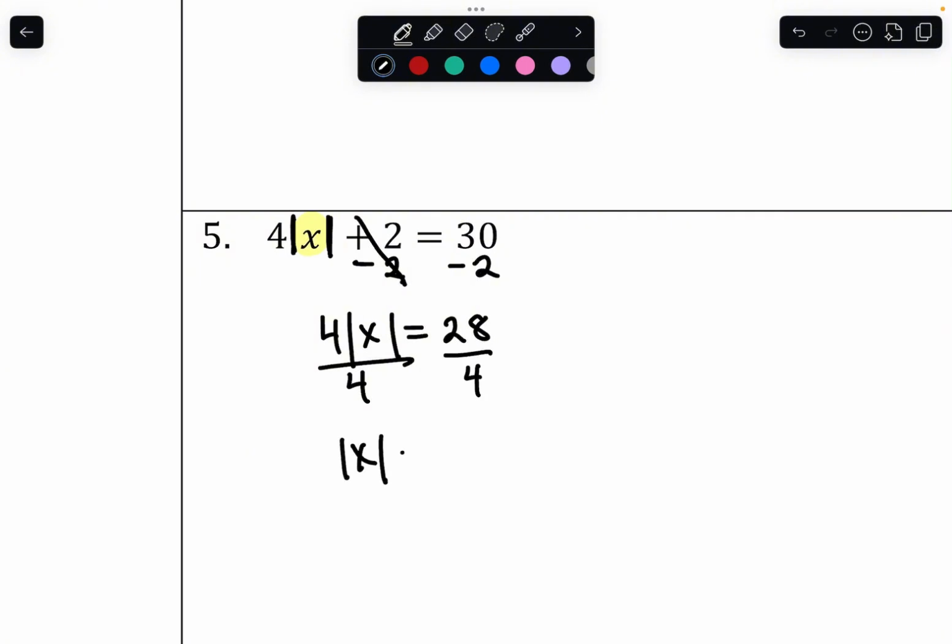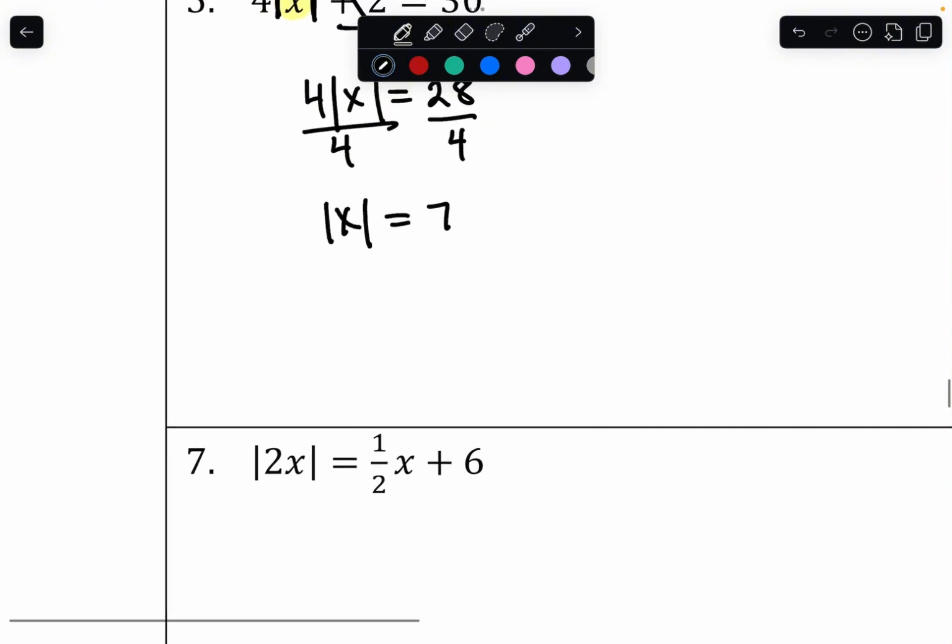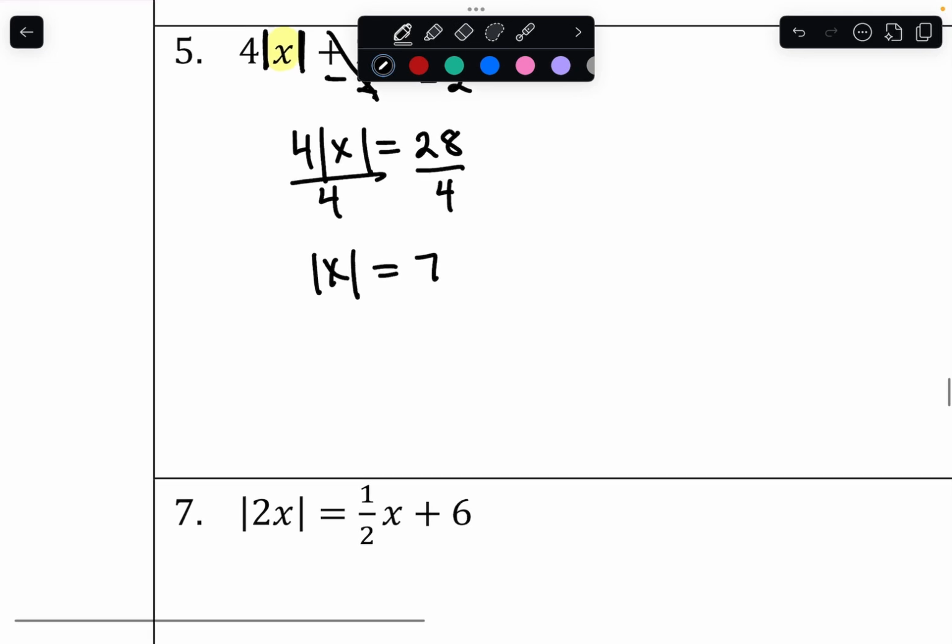So the bars are still here. And we have absolute value of x equals 7. So now when we write our two cases, our argument is just x. And so in one case, we set the argument equal to 7, positive 7. And then our other case, we set the argument, which is just x, equal to the negative 7.